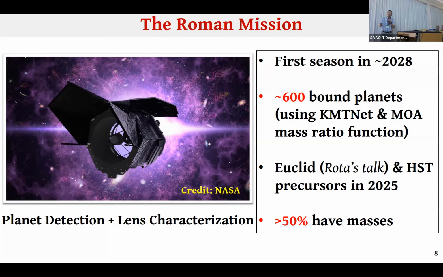And maybe from the very good PSF of Roman, we can detect masses or have mass information for a large fraction of these lensing planets. And I'm very glad to see Euclid and HST will have precursor surveys in 2025. We heard one talk yesterday, and these will put the initial constraints on the luminous lenses.